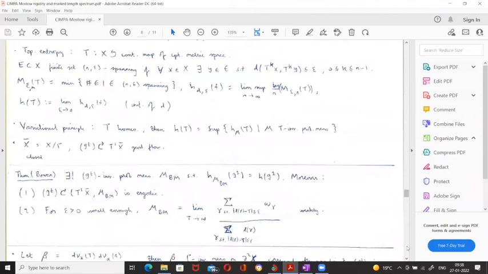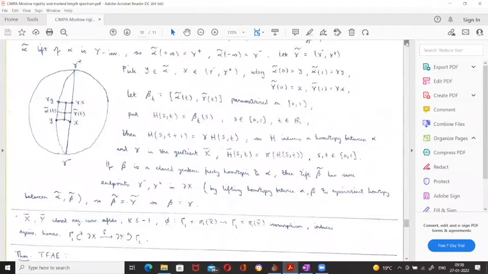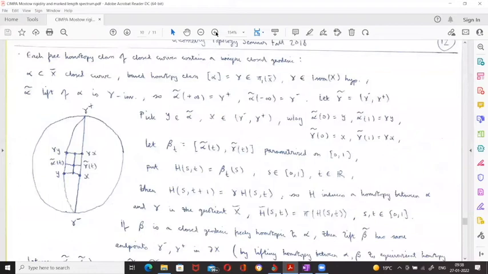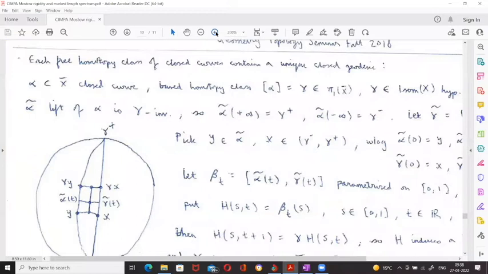Right, so here it is. Can you see this? Yes? Maybe I'll make it a bit larger. Yes, okay. So I've made it a bit larger. I'll make it a bit smaller.